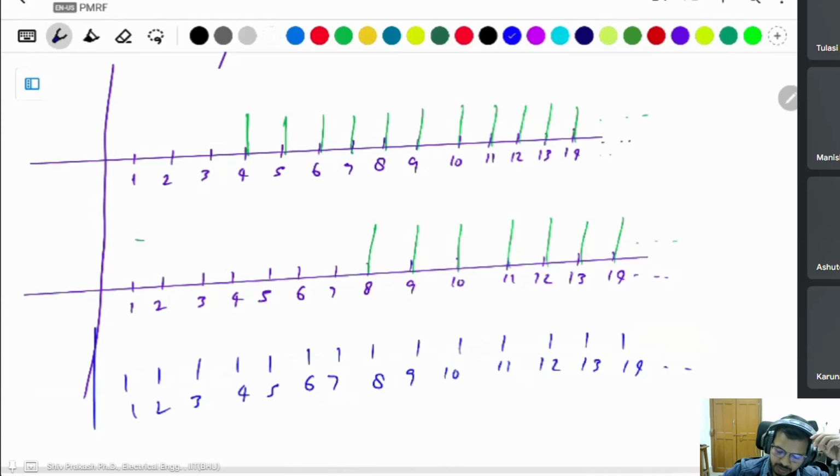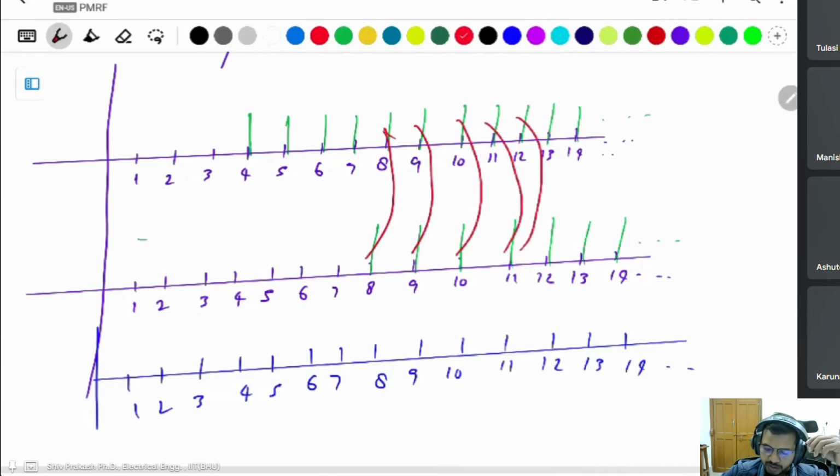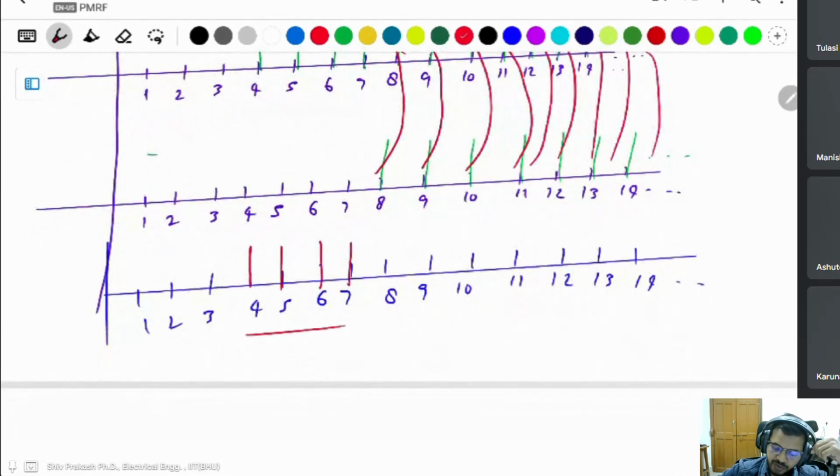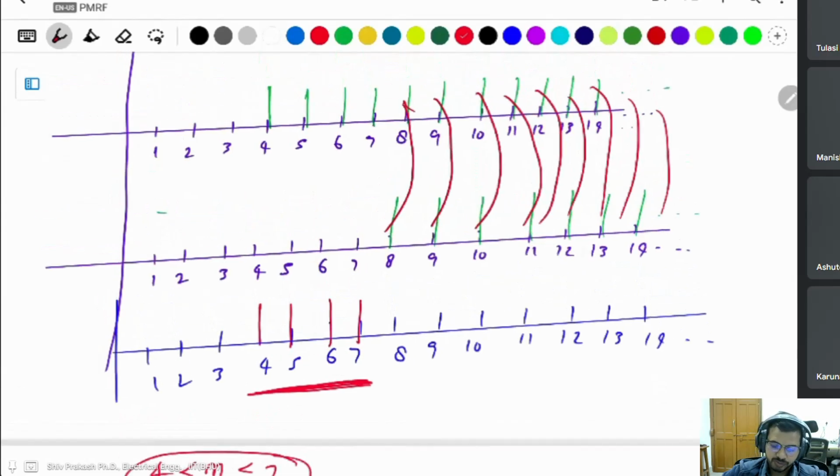Okay, for the remaining values, 8 minus 8 will be cancelled out to each other. All the values will be cancelled out, 12, 13, 14, all up to infinity. Only 4 to 7 values are available. 4, 5, 6, 7. Only 4 to 7 values are available in the range of n, 4 to less than 8. Values available, the remaining will be 0.